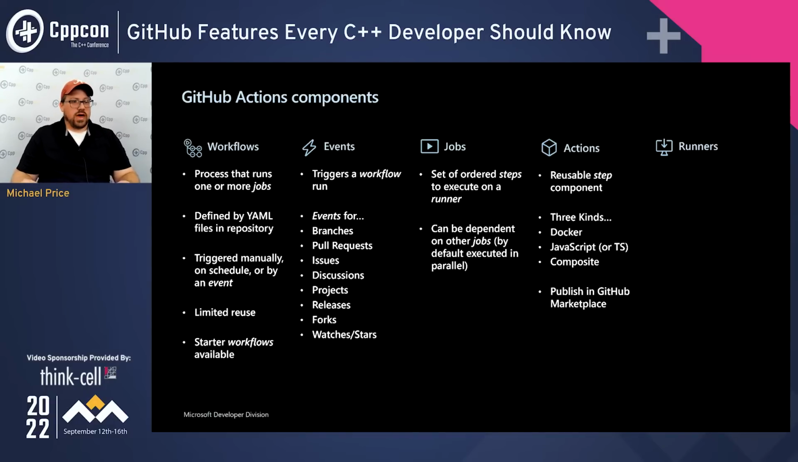Okay, now actions. The name of the feature is GitHub Actions, and we haven't really talked about actions yet. We've talked about these other things. So what are actions? I mentioned that jobs basically have an ordered set of steps. A step can be a run step that just runs some sort of command, or it can be a uses step, which uses an action. And an action is just a reusable step component.